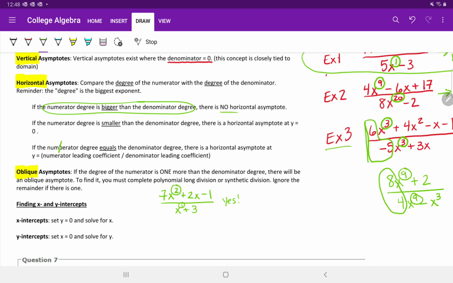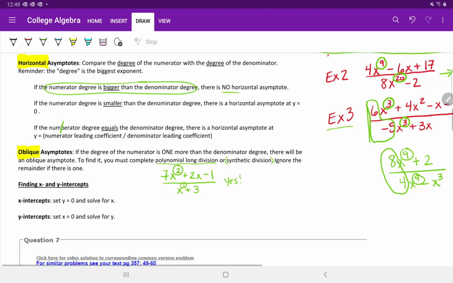How do we figure out what it is? To find it, you must complete polynomial long division, or we can do synthetic division. That's a shortcut. Ignore the remainder if there is one. So we're going to display examples like this as we go through problems in this video. I won't complete this problem right here, but we'll see examples in a minute.